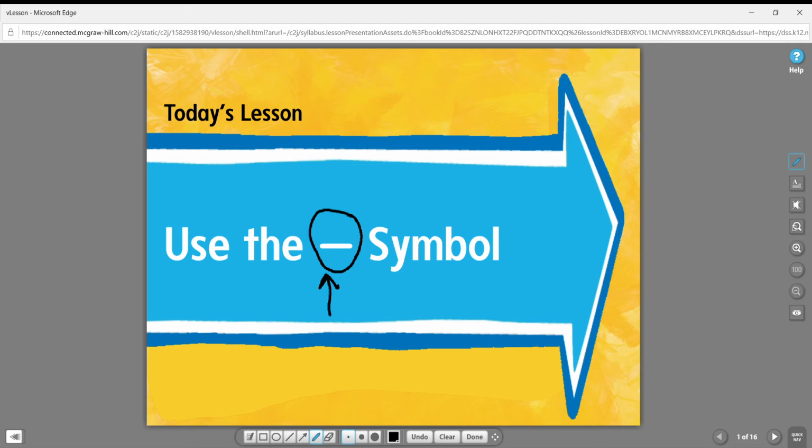Just like our YouTube videos that we watch on Go Noodle sometimes. There's the one with the song about addition and subtraction. And it says add means put together, subtract means take away. So that right there, that little symbol, that little line right here, that's the subtraction symbol. And it means take away.